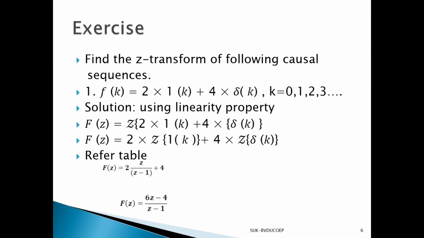Now we try to understand some exercise. This is the sequence given, 2 into 1(k) plus 4 into delta(k). Find the z transform. So using the linearity property, f1(k) and f2(k), the z transform of f1(k) plus f2(k) is equal to the z transform of f1(k) plus the z transform of f2(k). Z transform of 1(k) is z over z minus 1 and z transform of delta(k) is 1. So this is the answer.